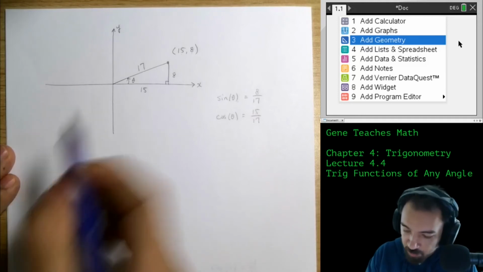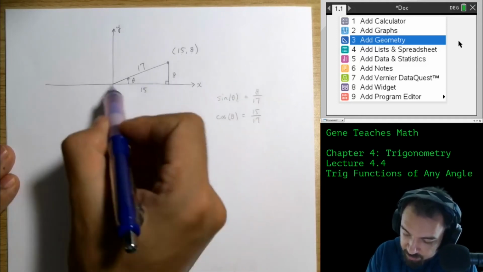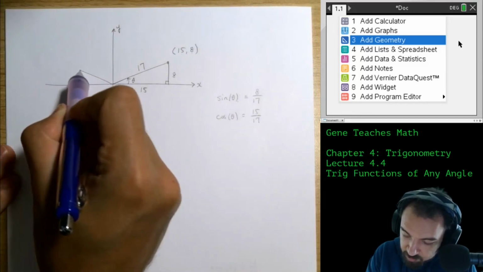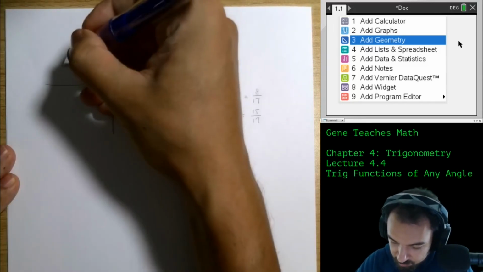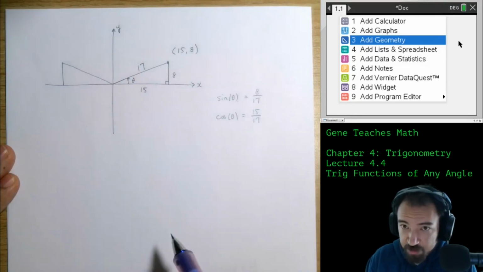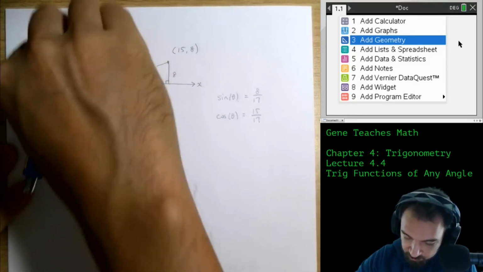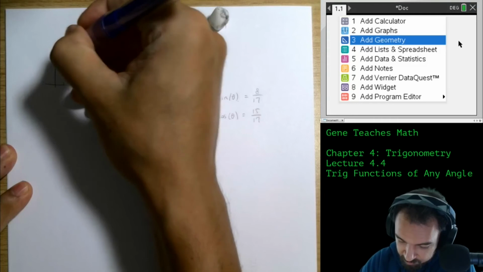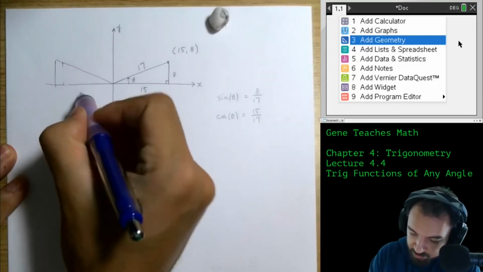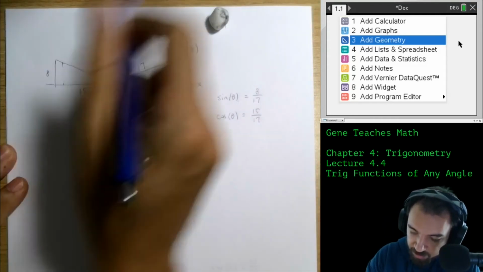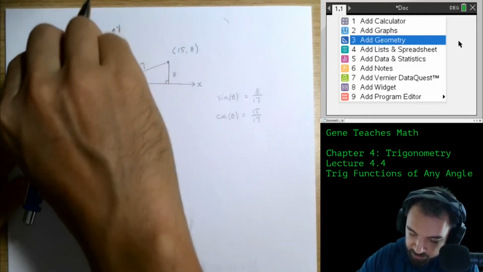Now, the cool part is, what if I take this exact triangle and draw it into the second quadrant and make the triangle this way? So if I can make this more convincingly the same size, label the side lengths. This would be 15 here and 8 here. And I have the exact same triangle.